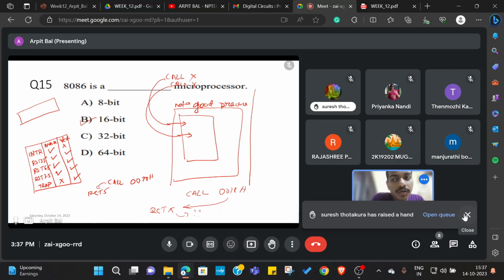So you want to know, for any particular instruction, how to figure out how many T states it will take? Yeah. Okay, actually I need to look into this. I also don't remember.